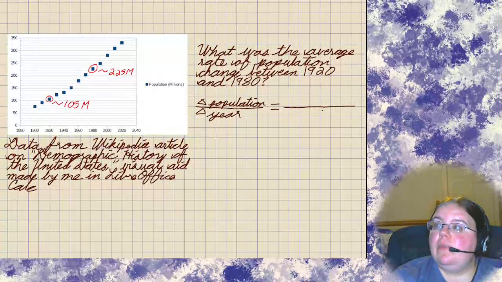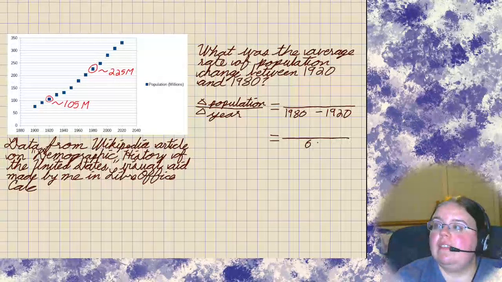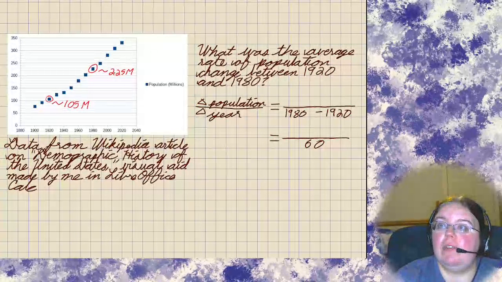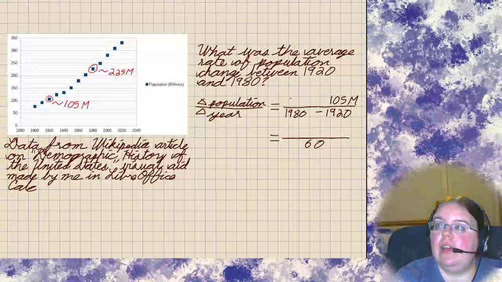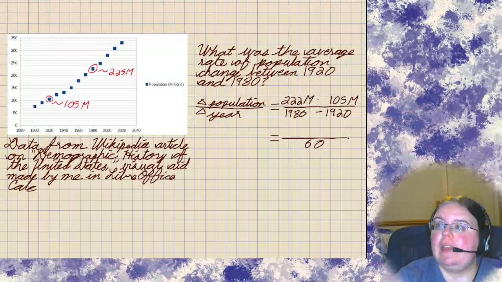So I see that we're going from 1920 to 1980. So that will be a 60-year time period. Across that time period, the population increased from 105 million to, again, about 225 million.